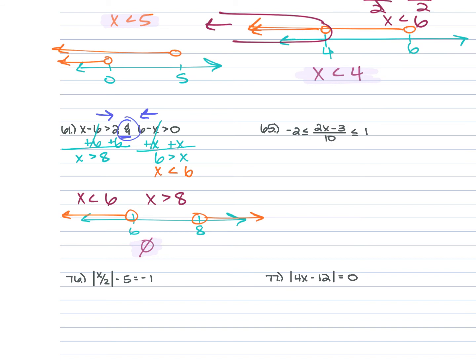For 65, we have negative 2 is less than or equal to 2x minus 3 all over 10, which is less than or equal to 1. Get rid of your fraction. What are you going to do with all of this?